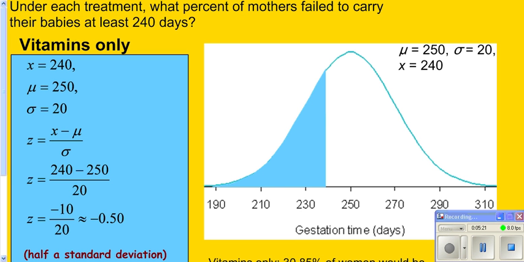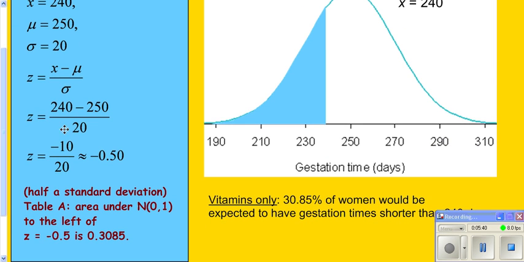But let's go ahead and look at the raw numbers on that. 240 is our cutoff date for when it's considered a preemie baby or not. Here's our mean and our standard deviation for the vitamins only. So we work out our z-score, taking our data value minus our mean over our standard deviation, getting our decimal. Then we want to go to our standard normal table.